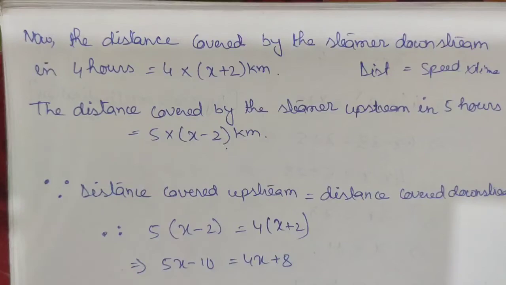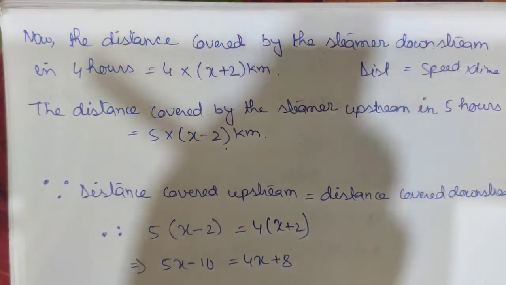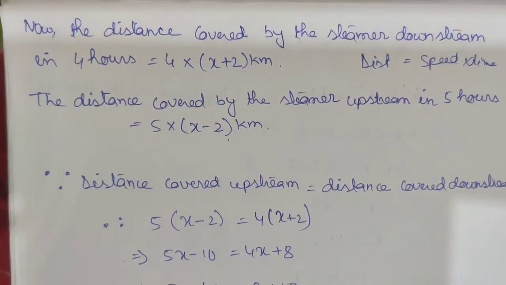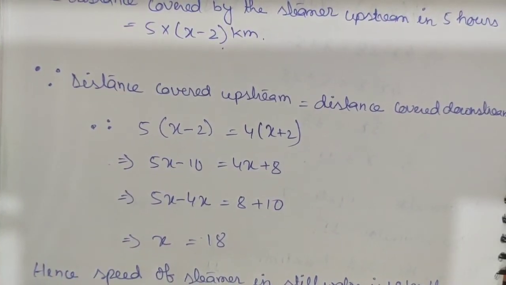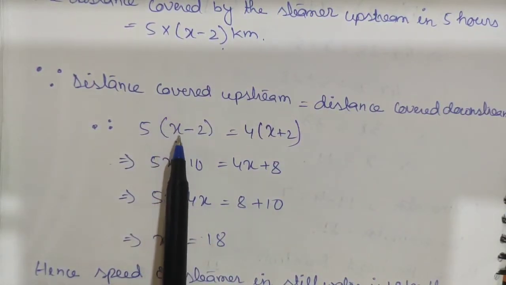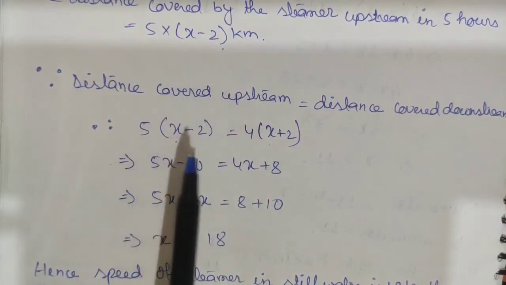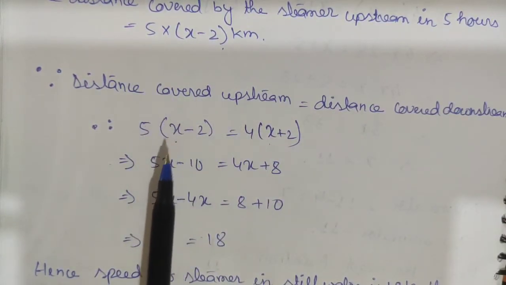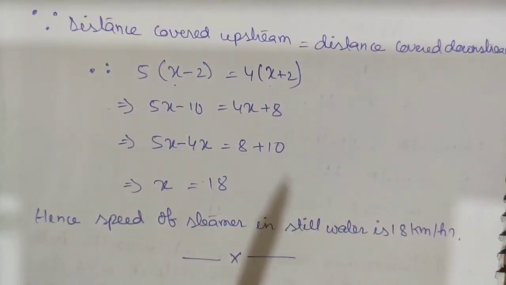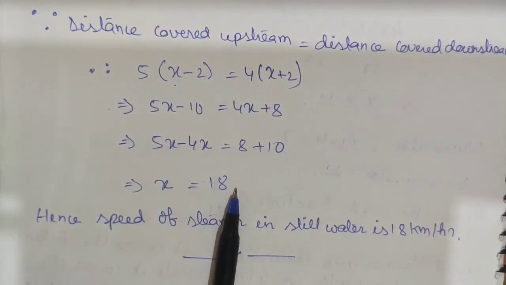Now as both distances are the same, for example from port A to port B, and here the boat moves from port A to port B, again from port A to port B. So the distance in between is the same, right? So according to the question we'll write: since the distance covered upstream equals the distance covered downstream, 5 into (x minus 2) equals 4 into (x plus 2). Then we have multiplied this: 5 into x is 5x minus 5 into 2, 10, equals 4 into x, 4x plus 8. Then we have taken this to both sides, and we find x equals 18.